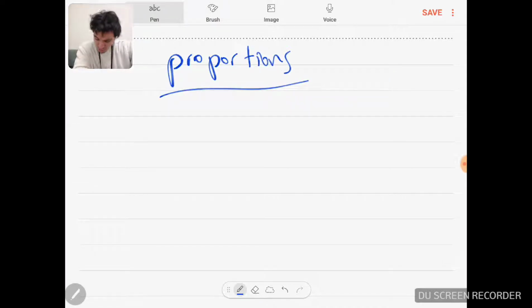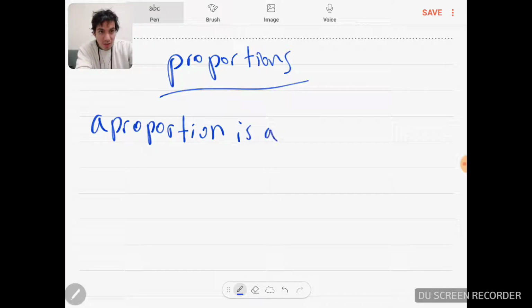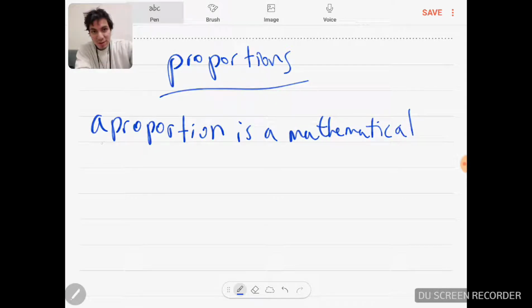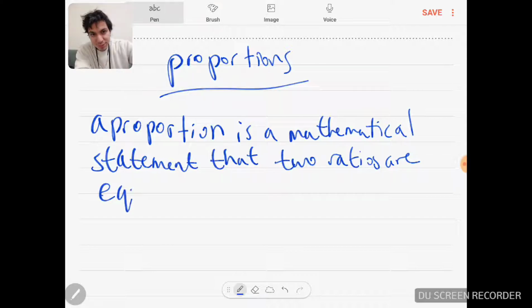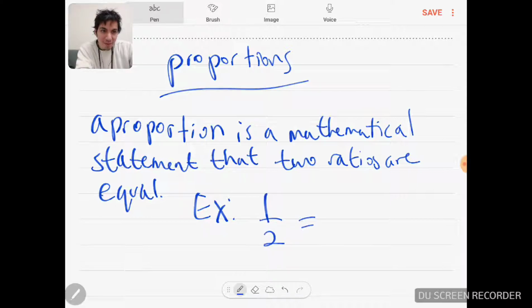Proportions. So now, what is a proportion? A proportion, I spelled it wrong, is a mathematical statement that two ratios are equal. So for example, if I had 1/2 equals 4/8, that's a true statement.